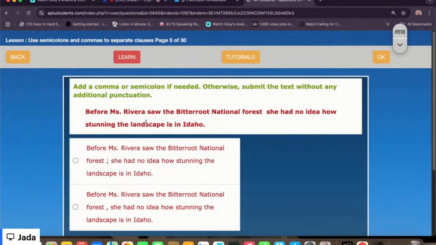So, before Miss Rivera saw the Beechroot National Forest, she had no idea how stunning the landscape is in Idaho. So, first or second?